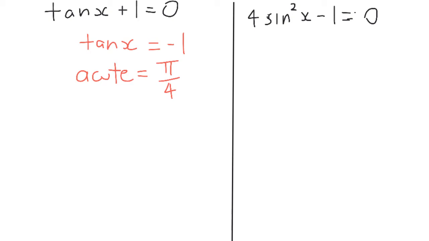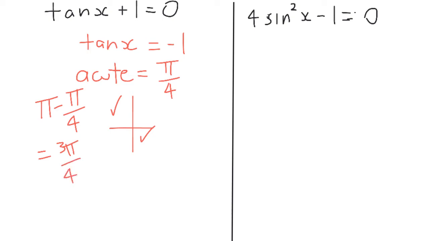I don't want that. But what it means is I'm going to have solutions in quadrant 2 and quadrant 4, because that's where tan is negative, due to sine and cosine being positive and negative respectively. So that means my solutions are going to be in quadrant 2, I'm going to have pi minus pi over 4, which is 3 pi over 4. And in quadrant 4, I'm going to have 2 pi minus pi over 4, which is 7 pi over 4. And those are my two answers.